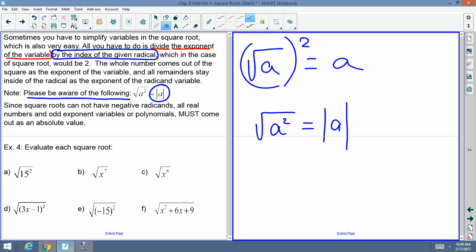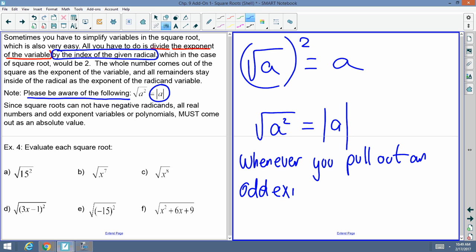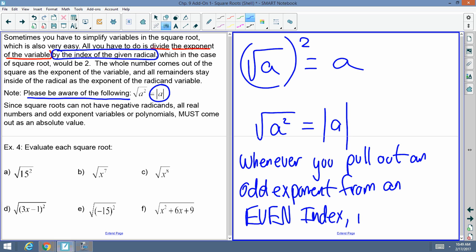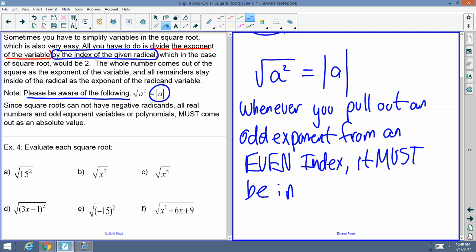Has to. And I got one little extra thing for you. Whenever you pull out an odd exponent from an even index, comma, it must be an absolute value. Has to be.